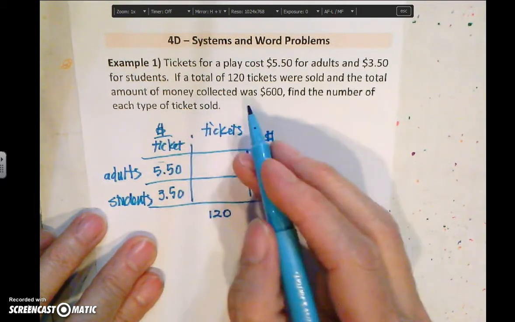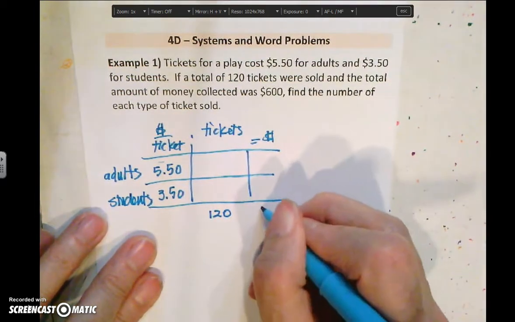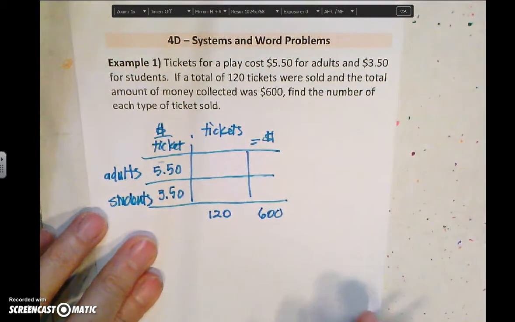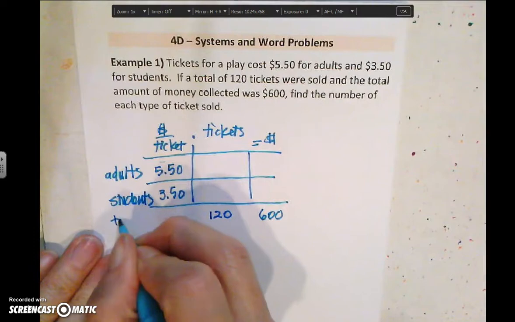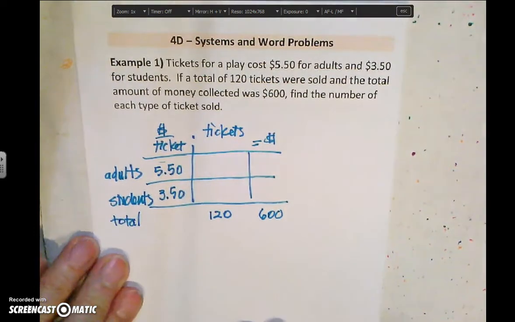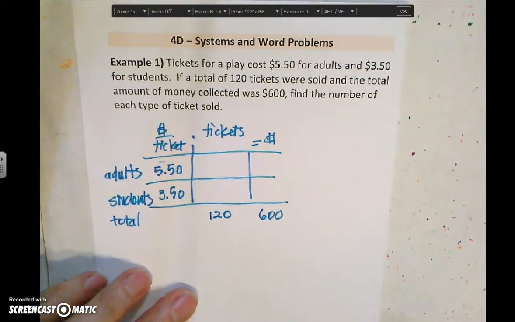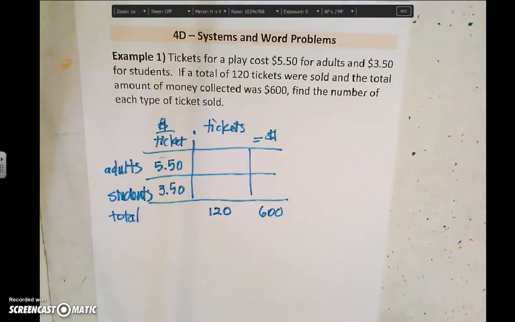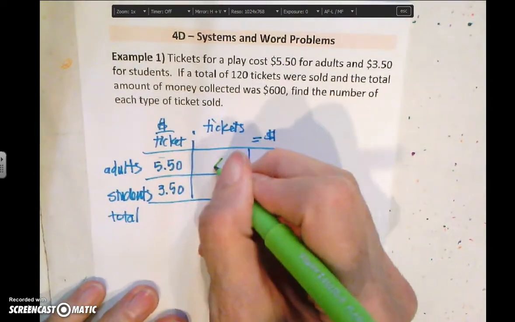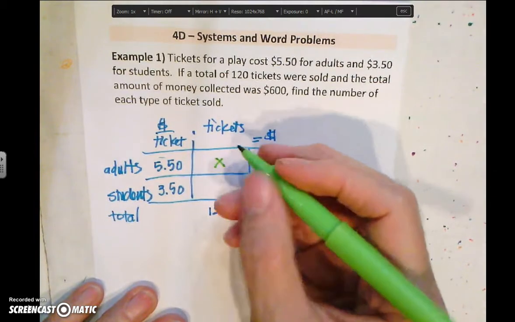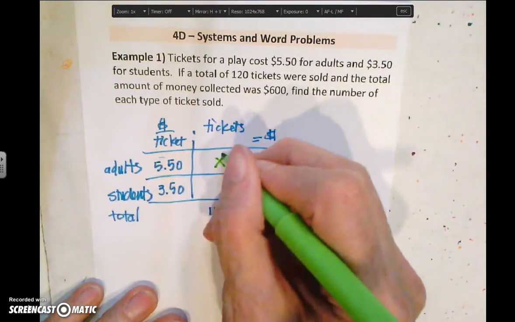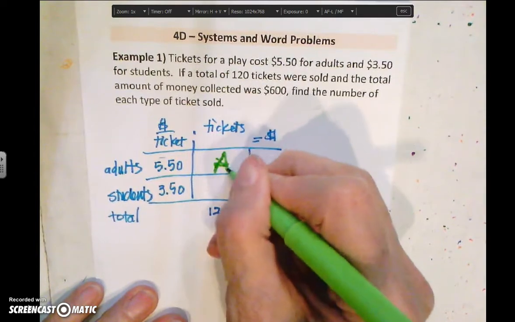And the total amount of money collected was $600. So that's $600 is going to go there, and that's where the total is. So I'm going to put total to clarify that right there. So now what we're going to fill in then, we don't know how many adult tickets. We'll call that X. Or you might want to call it an A, which would make it a little clearer. So we'll just make this an A.